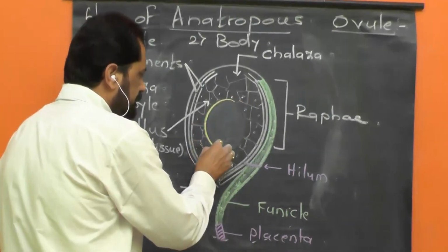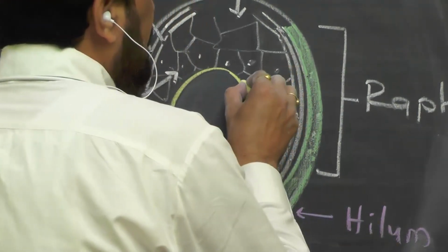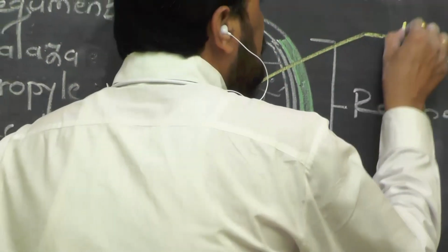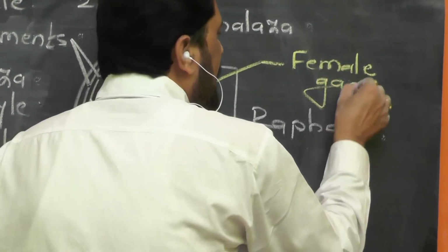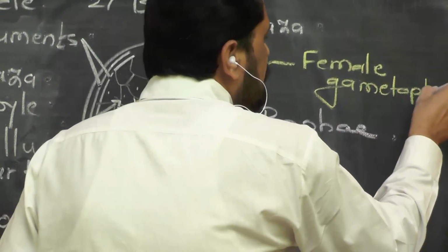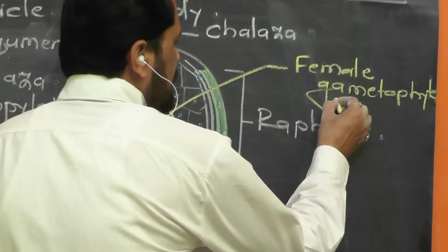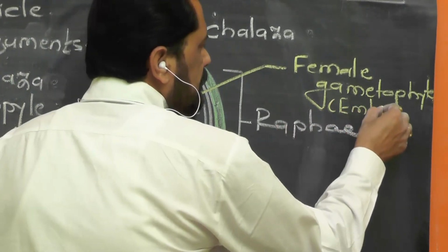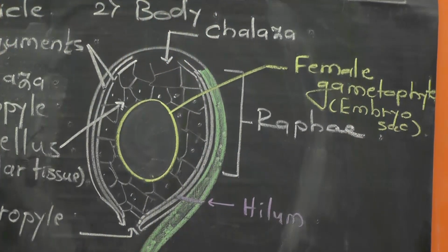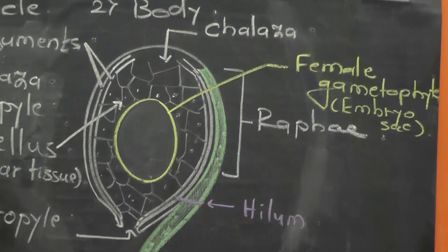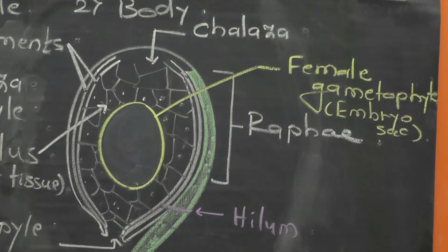Here is supposed to be the female gametophyte. Female gametophyte, it may be known as embryo sac. Why? That I will talk about after some time. The female gametophyte developed within the nucellus consists of different structures.